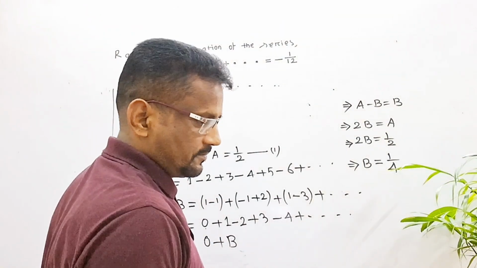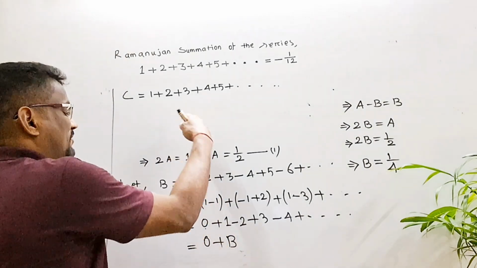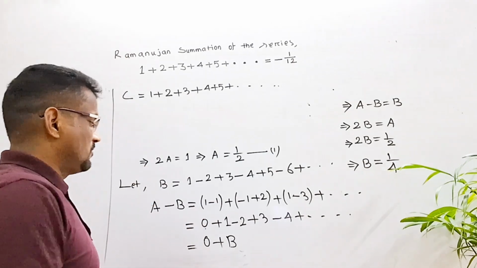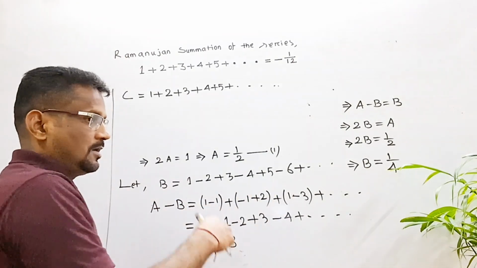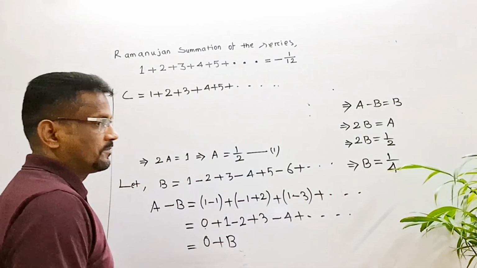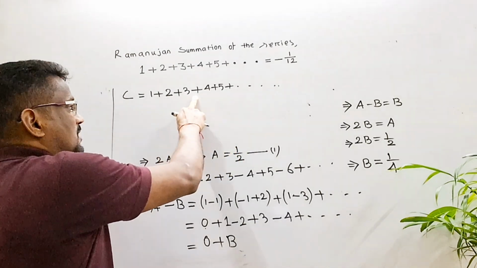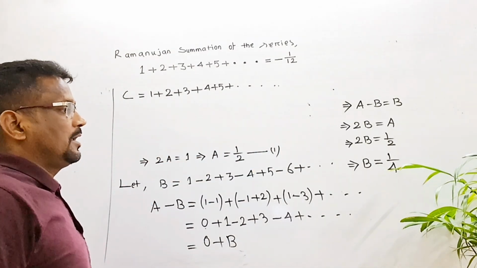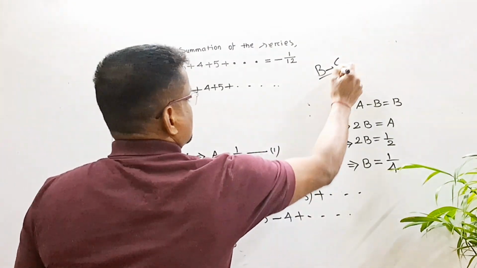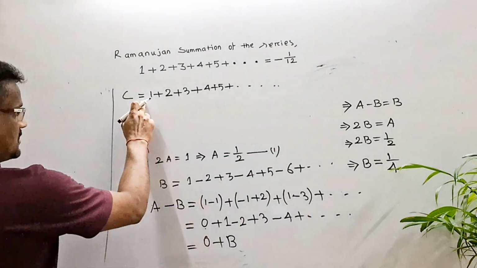Then you just calculate B minus C. At first we considered A, then from the same series A we obtained 1 by 2. Then another series B we considered: B is 1 minus 2 and so on. Then we calculated A minus B, and from there we obtained the value of B. Now we consider the sum of all natural numbers, that is 1 plus 2 plus 3 plus 4 plus 5 and so on. And now we have to find out the difference of the series B minus C. Then you see, B is this, C is this.